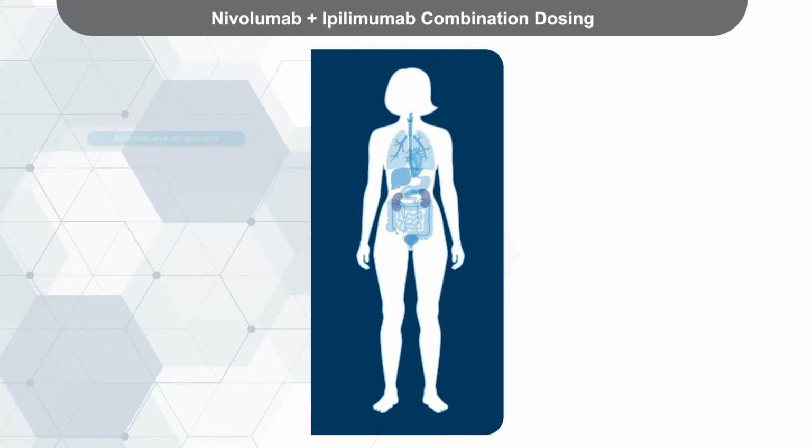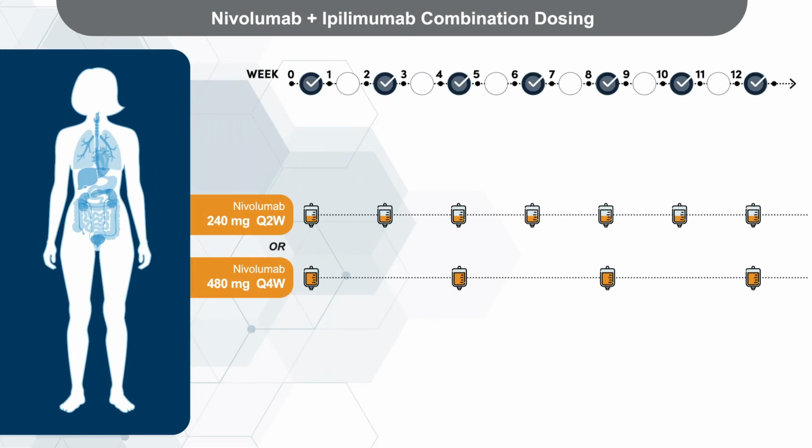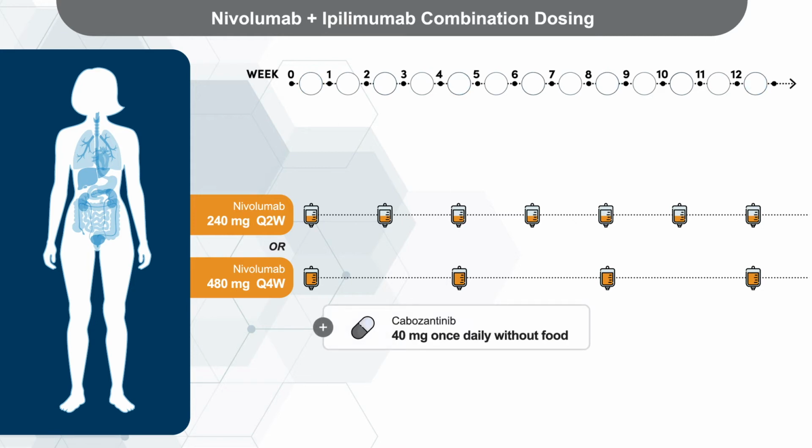For patients with advanced renal cell carcinoma, nivolumab is dosed at 240 milligrams every 2 weeks or 480 milligrams every 4 weeks, plus cabozantinib 40 milligrams once daily without food.